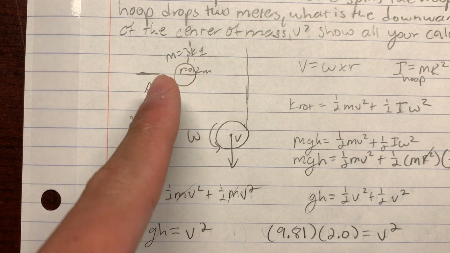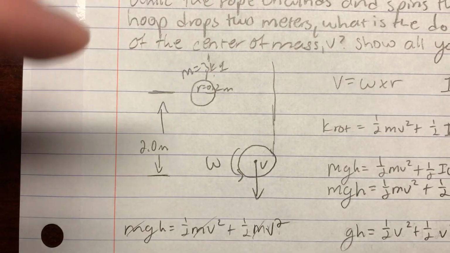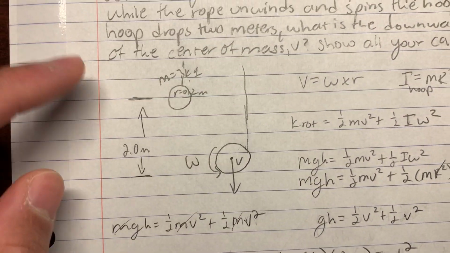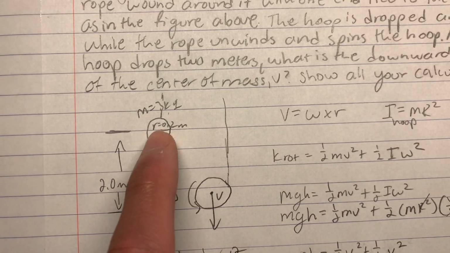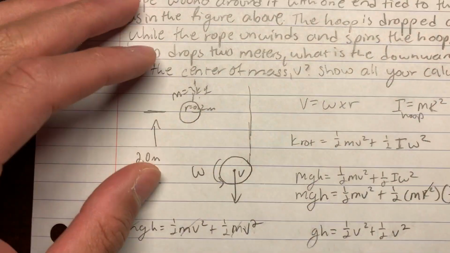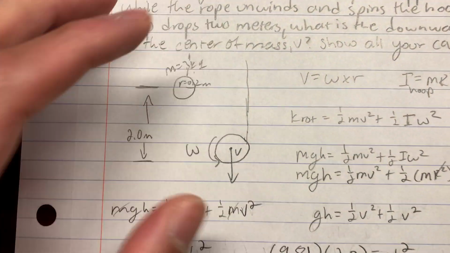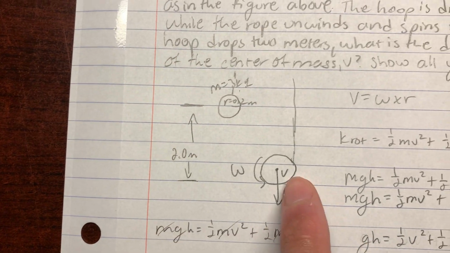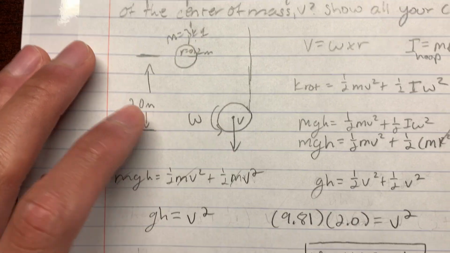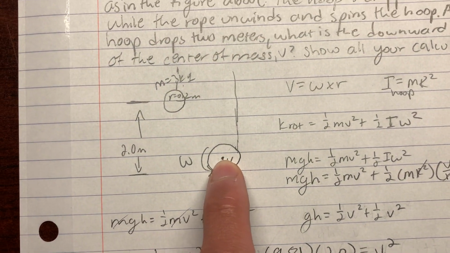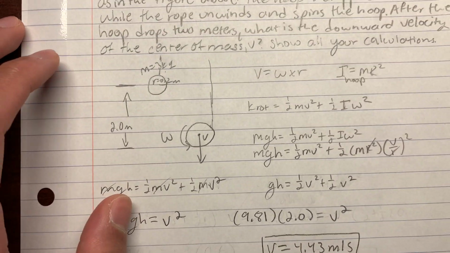Both of these are the same. This is the before and this is the after. So before, there's this hoop that is tied to the ceiling with a rope. It has a radius of 0.2 meters and its mass is 3 kilograms. And so it unwinds down and falls downward 2 meters. And so this is after it falls downward 2 meters. And so what we need to do is find this velocity, the velocity of the center of mass of the hoop falling downward after it goes down 2 meters.